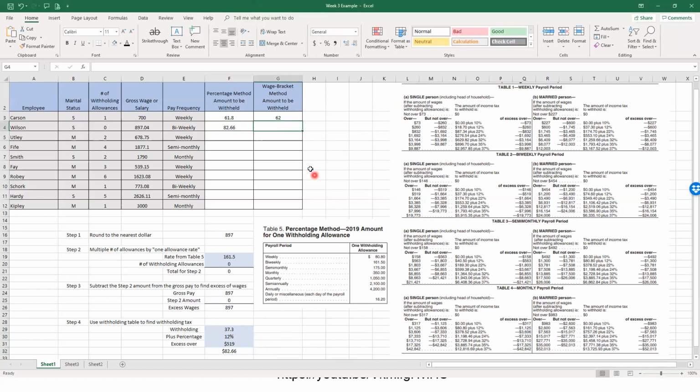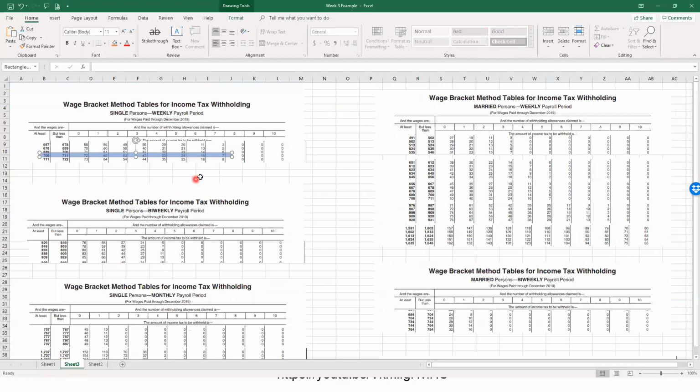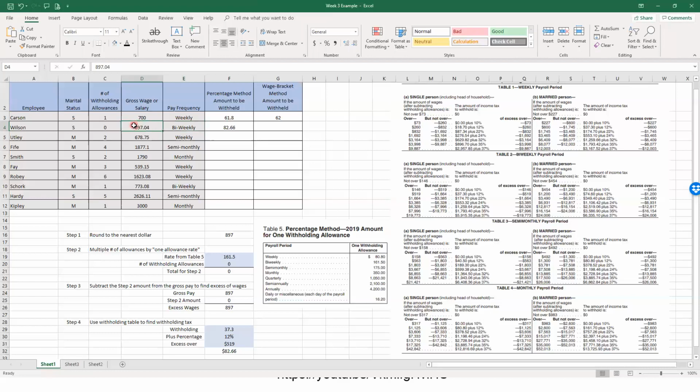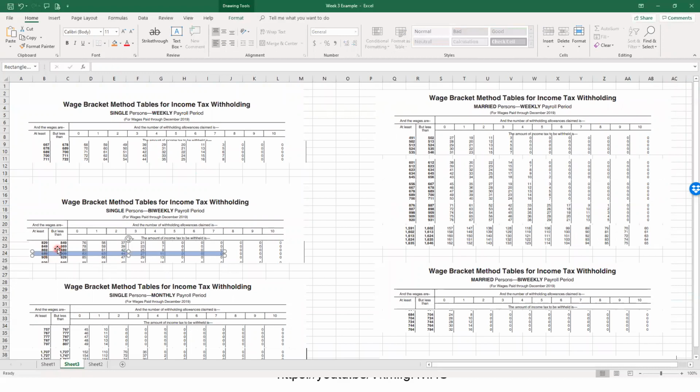And then using the wage bracket method, we're going to go back to our single biweekly employee. So let's go over here to the single biweekly person, and his wages are $897. Remember, we're using his gross pay when we use the brackets. So $897 is what we're using. It's going to fall right in here, and he's claiming 0.